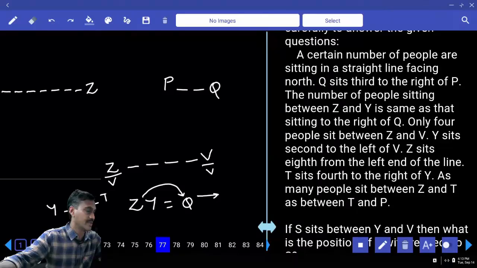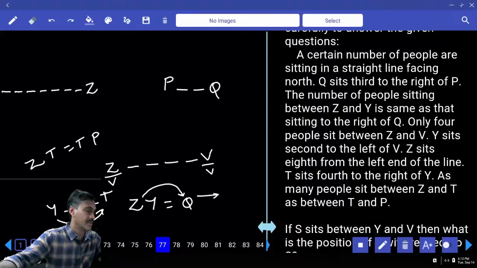T is here, right? T sits 4th to the right of Y. Here we are combining it. And next one, as many people between Z and T as between T and P. జడ్కి టీకి మధ్య ఎంతమంది అయితే ఉన్నారో టీకి పీకి మధ్య అంతేమంది ఉన్నారు అని అన్నాడు.